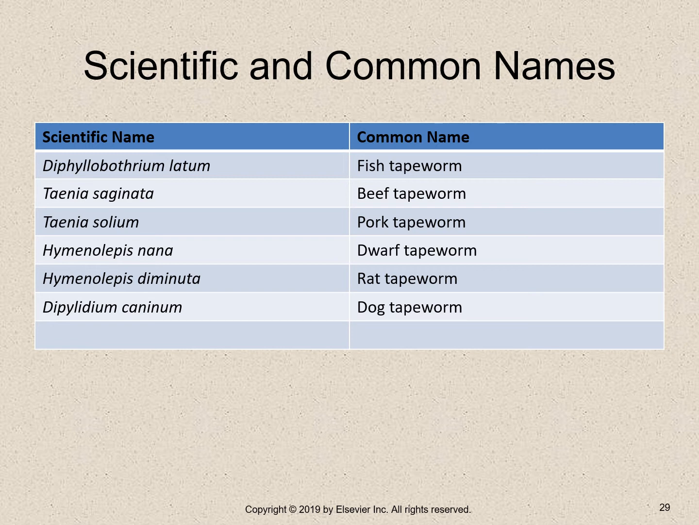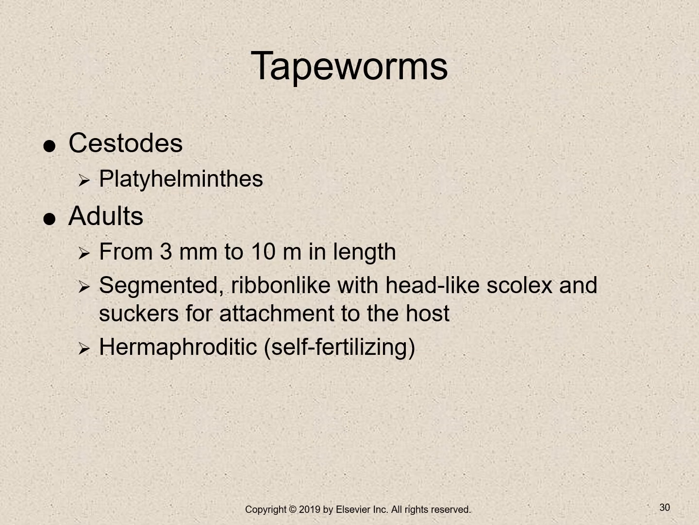One thing to note with tapeworms is that they show extensive size variation. They range anywhere from as little as 3 millimeters to 10 meters in length, which is scary to imagine, having a tapeworm that long. But anyway, tapeworms are also called cestodes, and they're in the phylum Platyhelminthes.